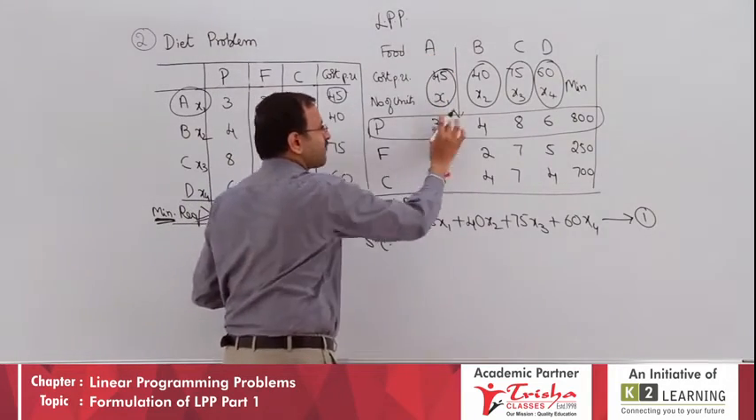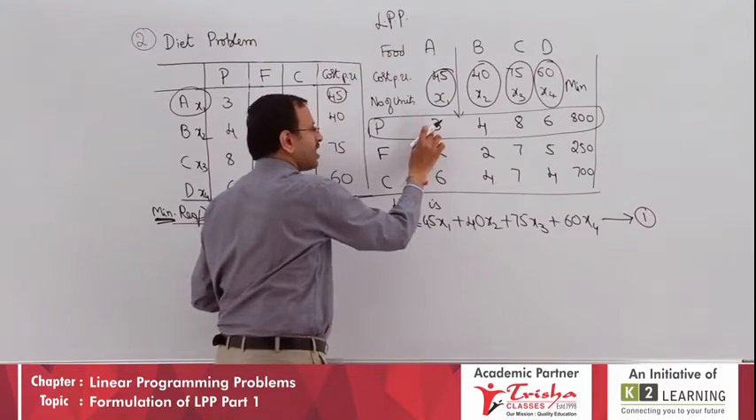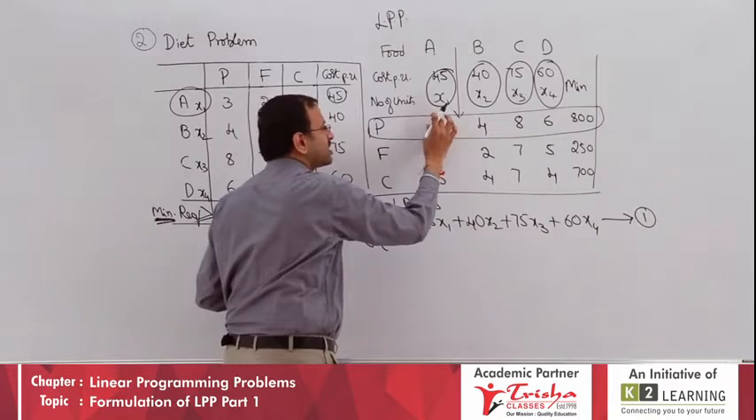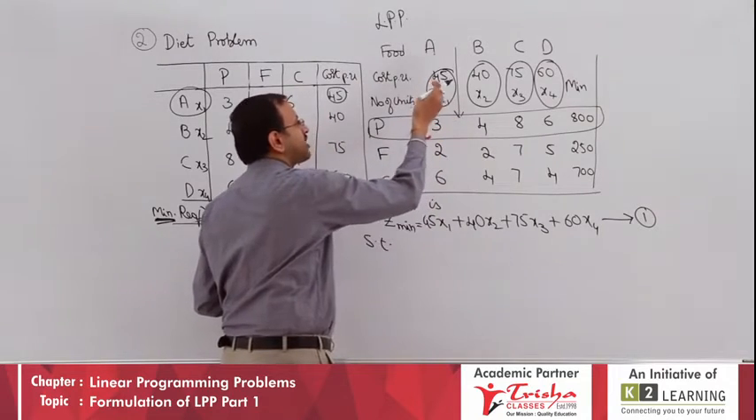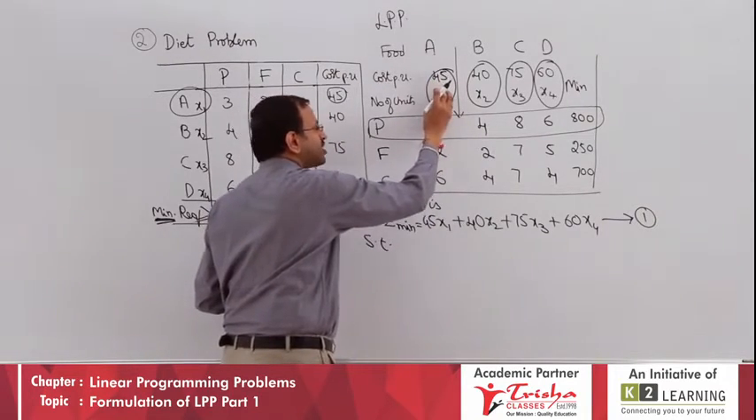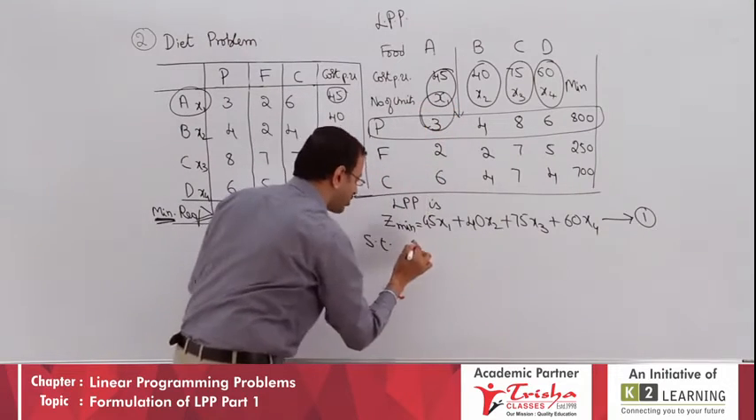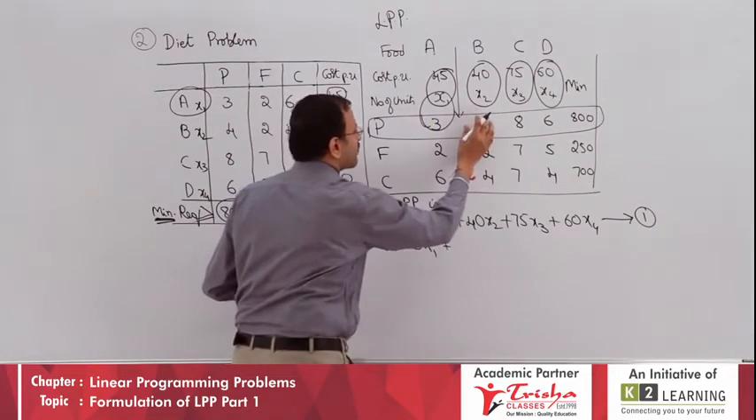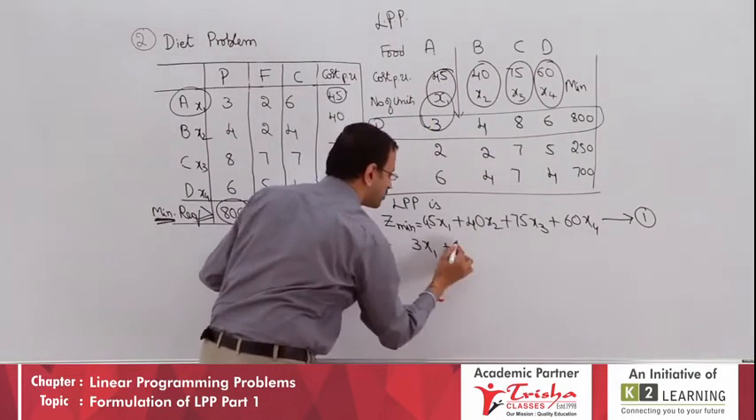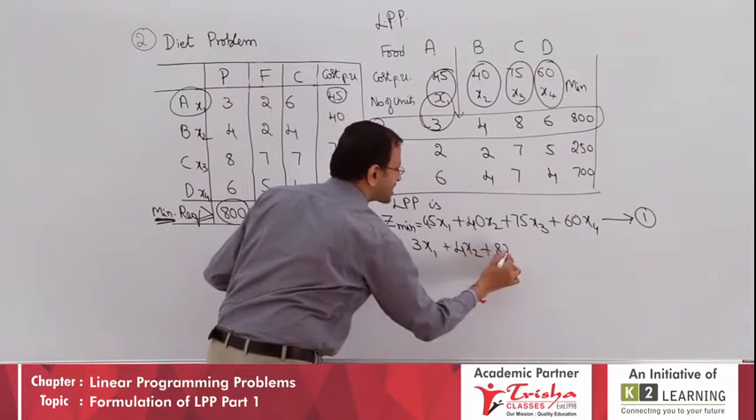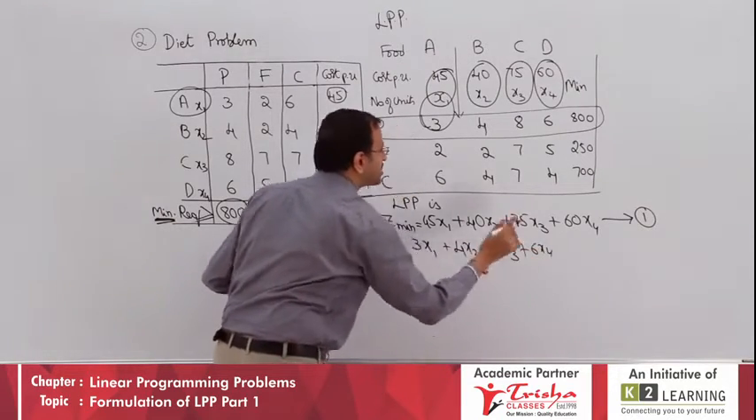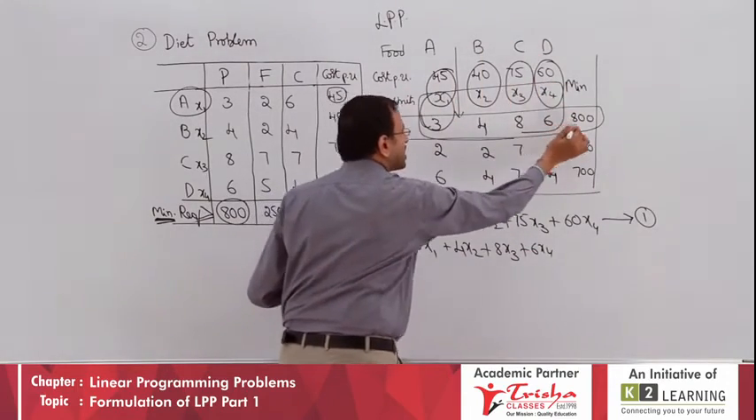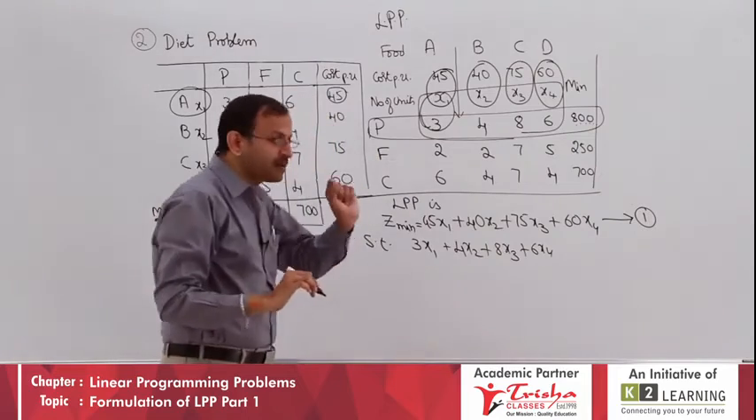This is all for 1 unit. 1 unit requires 1 unit of food product A. 1 food product A requires 3 grams, let us assume. Then if there are 10, it will be 30 grams. If there are x1 units, then I have to multiply this, it will be 3x1 units of protein. Similarly, in food product B, how much? 4x2 plus 8x3 plus 6x4. These are all the protein requirements. Now, all the products put together, protein requirement is the minimum 800.